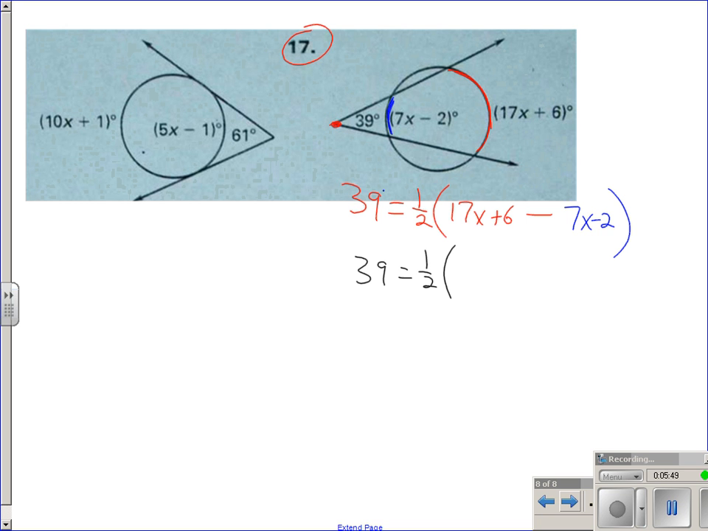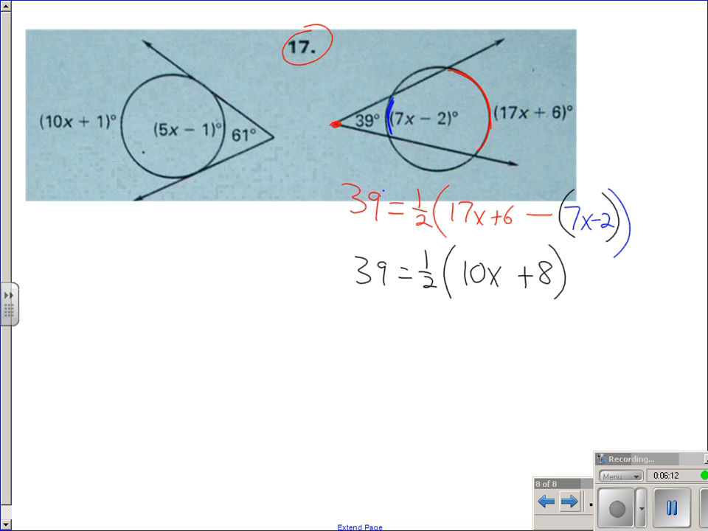I'm going to combine any like terms in the parentheses. So 17x, and we are subtracting that expression. So 17x minus 7x is 10x. We have 6. We are subtracting a negative 2. That becomes a plus 8. Okay, so we could just distribute that 1/2 and get 5x plus 4.